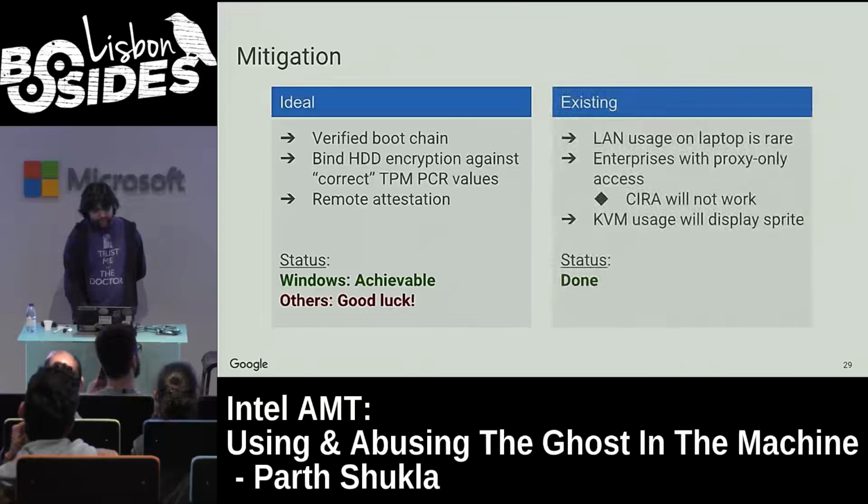Existing mitigations that already exist: not many people use LAN regularly on their laptop. Enterprises that only allow internet access through a proxy will be saved, as Sierra won't work via proxy. So if all your internet must go through a proxy, then Sierra won't work. With using KVM, attackers can try to avoid using KVM when they think people might be using the machine at night, but as I mentioned, there's always a possibility of discovery.